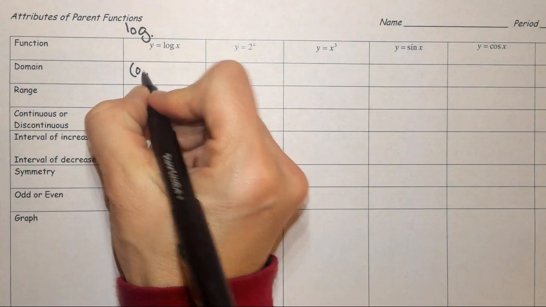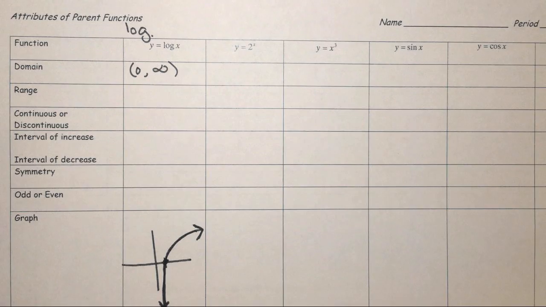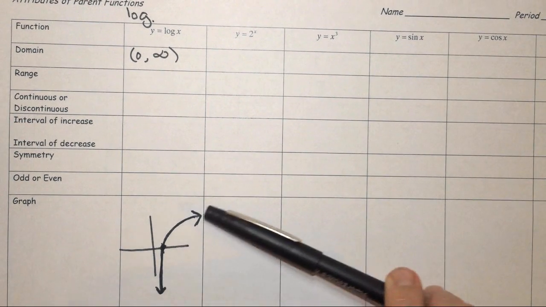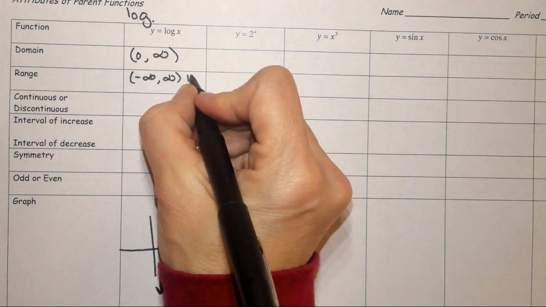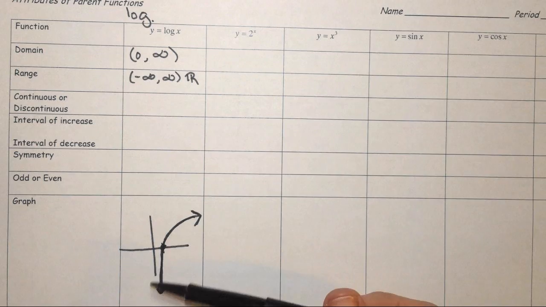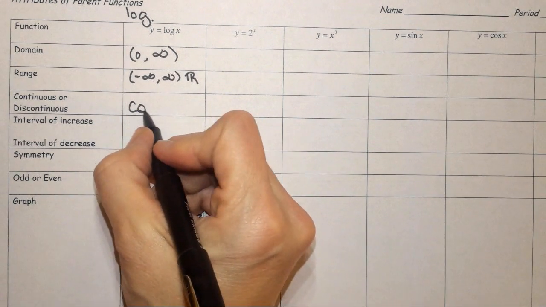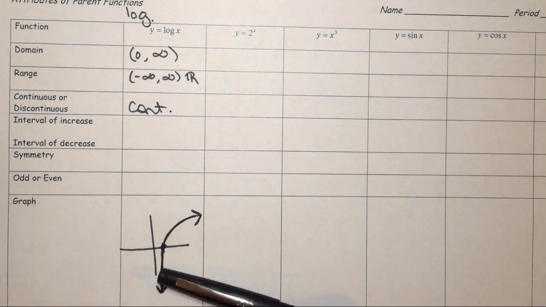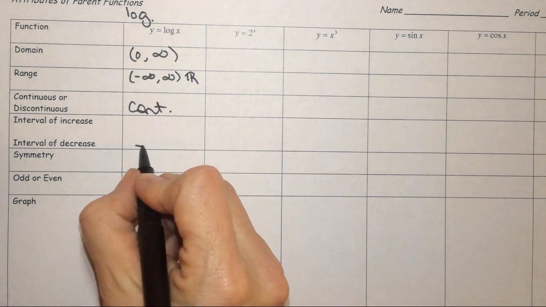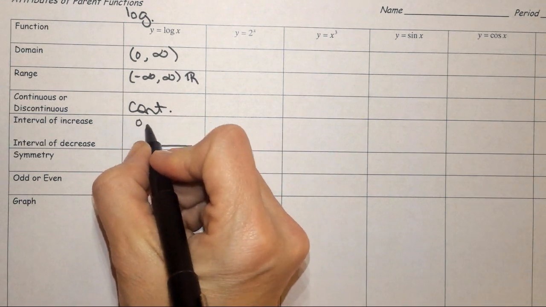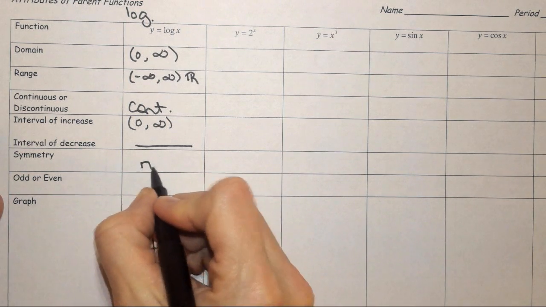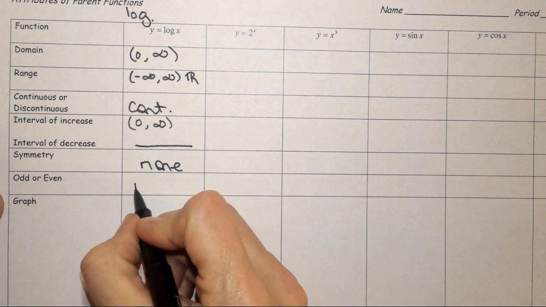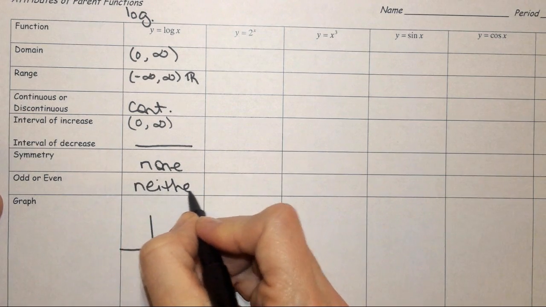So your domain is going to go from 0 off to infinity. Now notice your range. It does go down forever, and it does go up forever. So your range is going to be from negative infinity to positive infinity. Again, all real numbers. As I go from left to right, I never pick up my pencil. As I go from left to right, I'm only increasing. There is no decrease. So we're increasing from 0 to infinity. It's not symmetric to the y or the origin, so this is a none. Because this is none, it's neither even or odd.